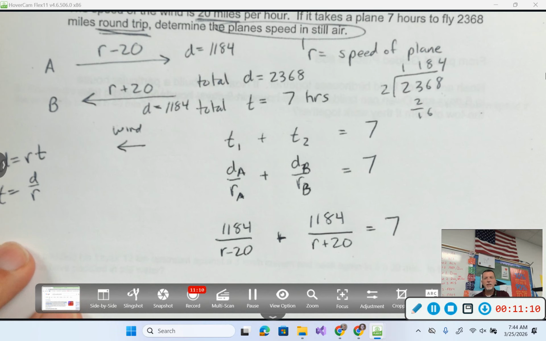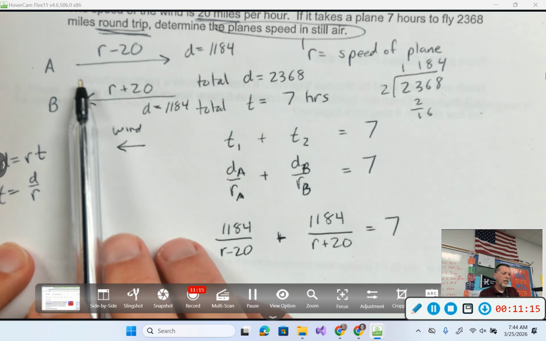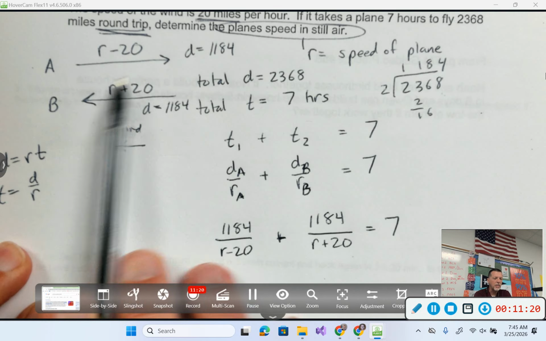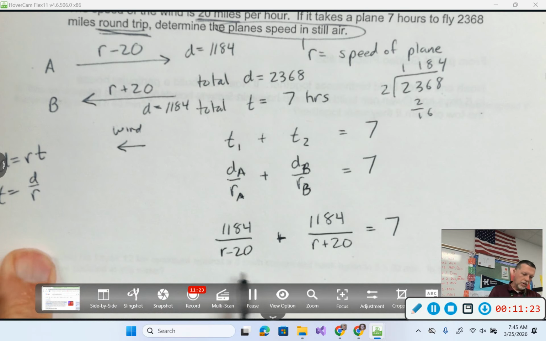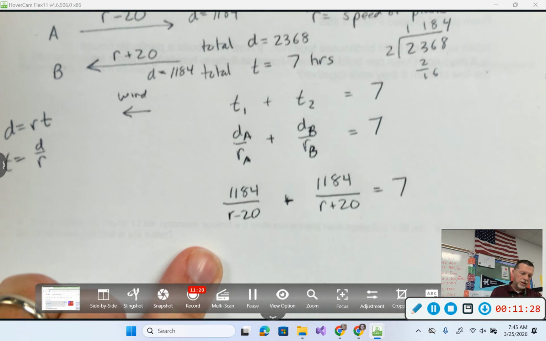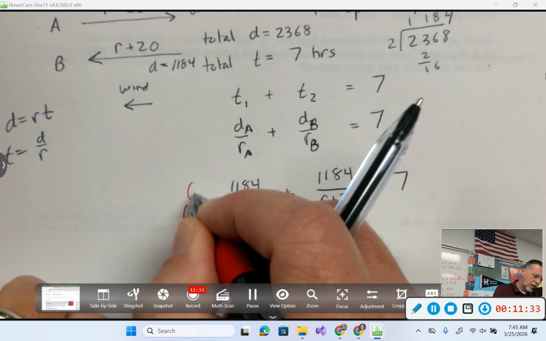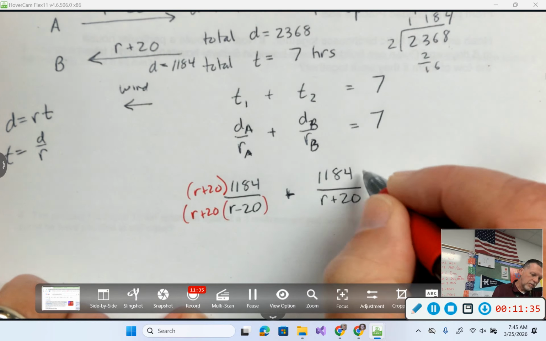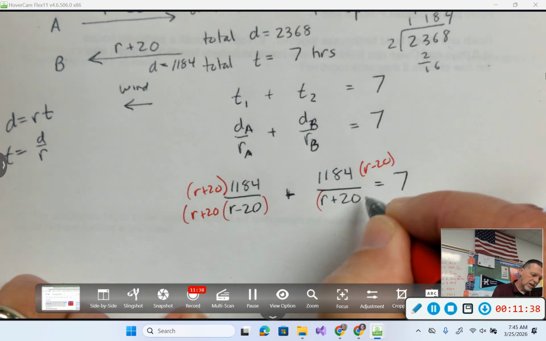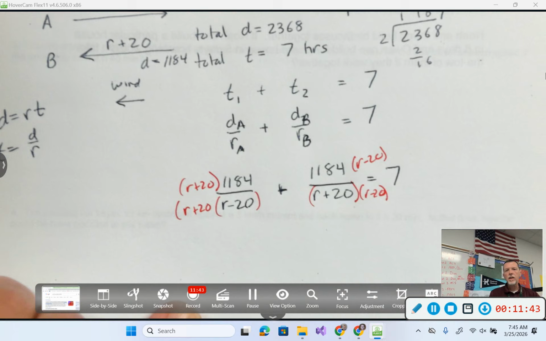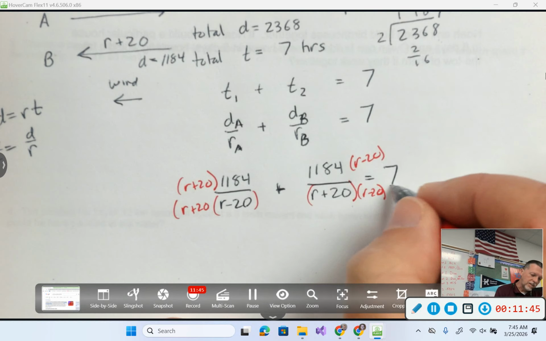Man, that took a little bit to set up. Most of these setup problems are going to have a part A and a part B. That's going to be kind of the key, is figuring out the part A and part B. Okay, we get here. Let's see. That looks like the things we were working on the last couple days. So this one needs an R plus 20. This one needs an R minus 20. And then this 7 needs both of them.